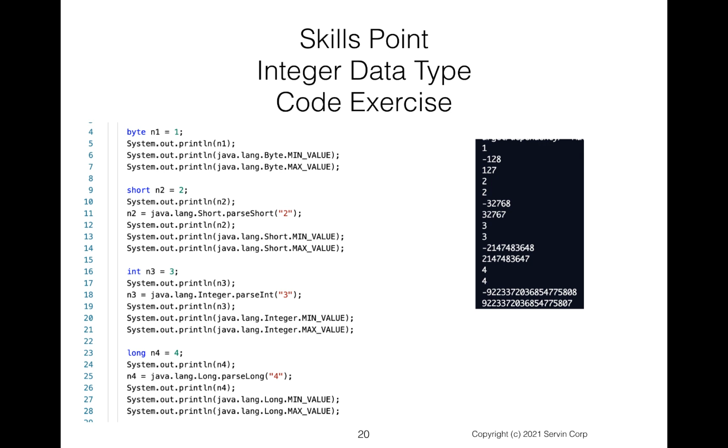And last, at line 23 we do a variable n4, which is of type long, setting it to 4. At line 25 we do a parseLong to show how we can parse it, and then show its min and max values. Pretty big numbers there for a 64-bit number.